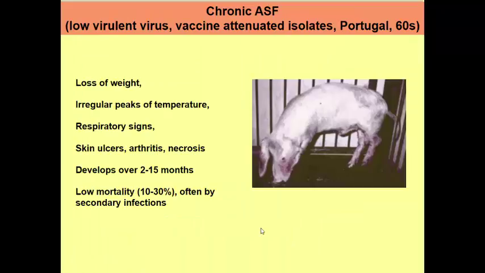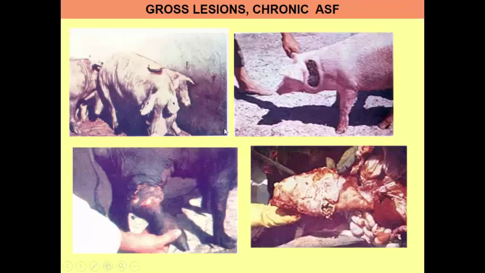Then there is another form of disease, the chronic form of African swine fever. This chronic form appeared in Portugal in the early 60s. In Portugal we produced a vaccine by attenuation through 150 passages in pig leukocytes. That vaccine was applied in the field, and 500,000 pigs had to be slaughtered afterwards, because there was a new, chronic form of disease, with loss of weight, irregular peaks of temperature, respiratory signs, skin ulcers, arthritis, and necrosis. Those are the main lesions. This is a slow disease with very low mortality, very often complicated with secondary infections. Those are the original pictures of the lesions caused by this virus adapted to pig macrophages.